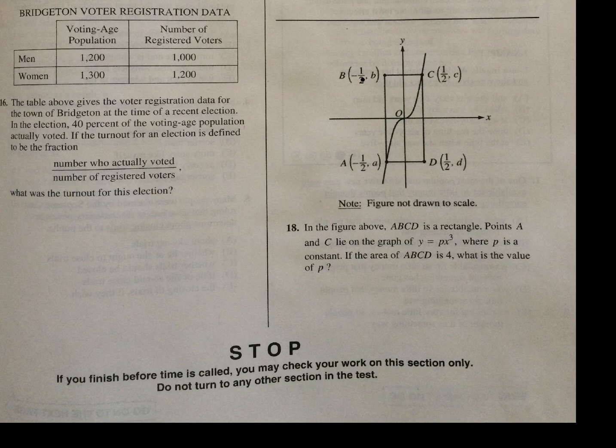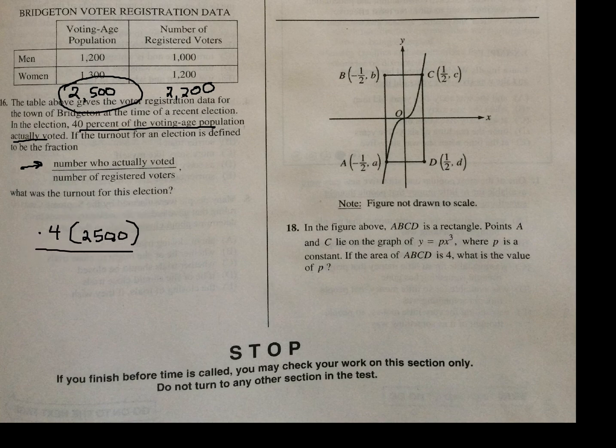Okay, so we need to figure out the total voting age population. So we have men and women. We need to add those up. So we're going to get 2,500. We're going to add up the men and women who are registered, so it's 2,200. It says in the election 40% of the voting age population actually voted. So how many actually voted? 40% of this. So on the top it's going to be 40% of 2,500, over the number of registered voters, well, we added men and women together and we got 2,200.